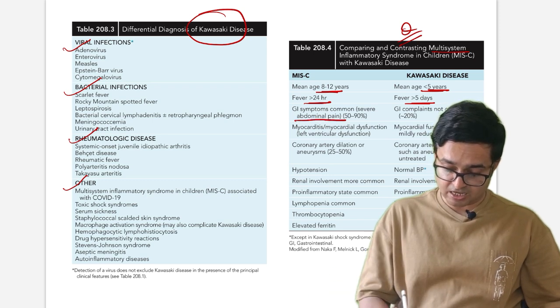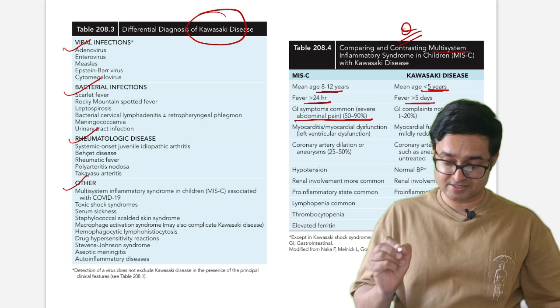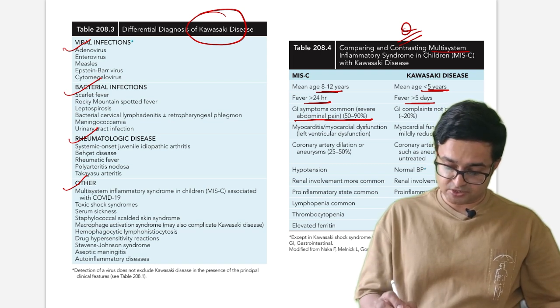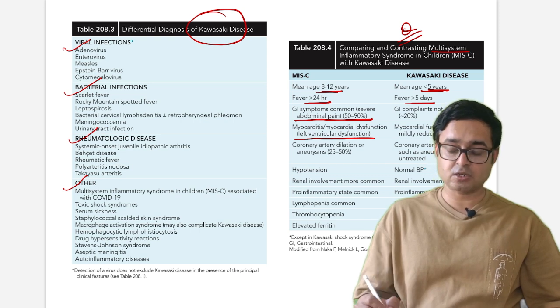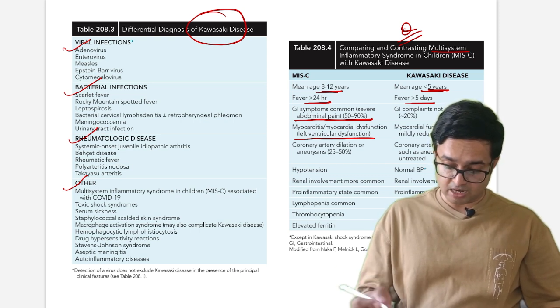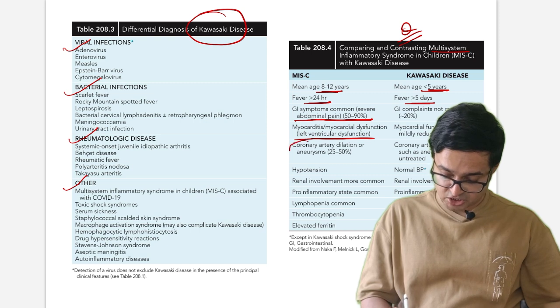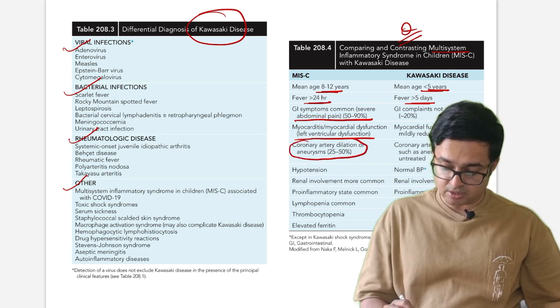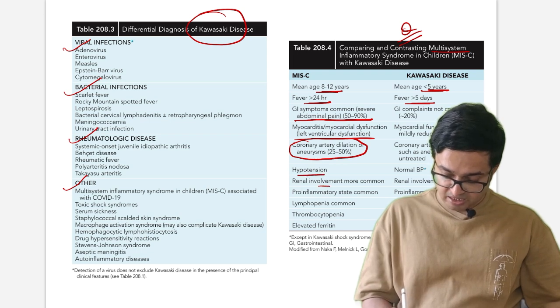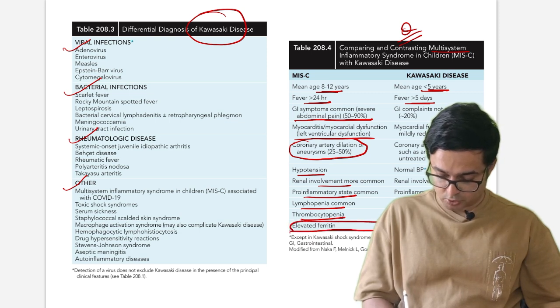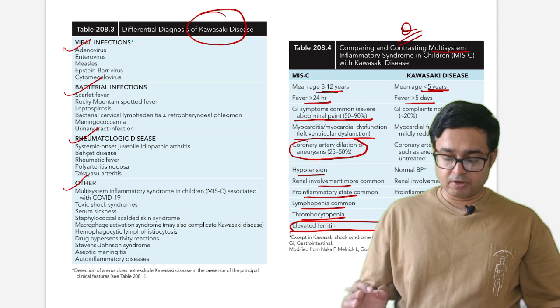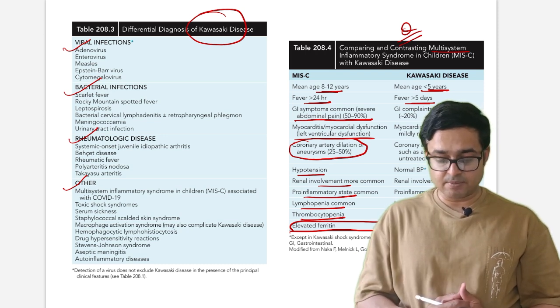GI symptoms like abdominal pain are more common in this multi-system inflammatory syndrome, and myocardial dysfunction is generally more common in MIS-C. Coronary artery dilatation and aneurysm in 25 to 50% of patients. Hypotension is seen, renal involvement is seen, pro-inflammatory state, lymphopenia, thrombocytopenia, elevated ferritin. This is important. If ferritin is more, we will think of multi-system inflammatory syndrome.